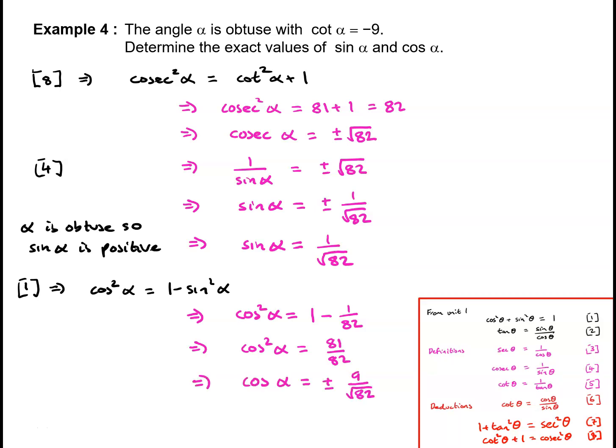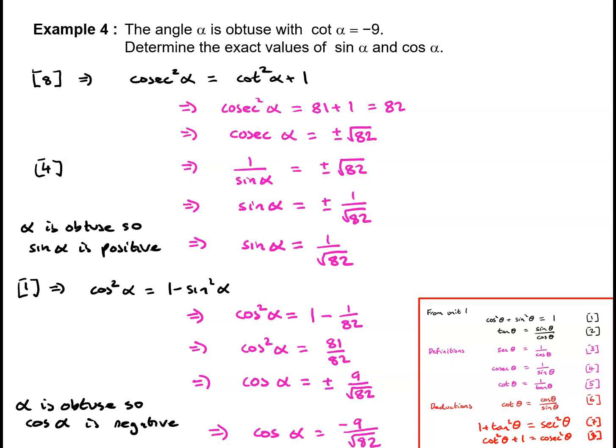So cos alpha is going to be plus or minus the square root of 81 over 82. Square root of 81 is clearly 9. Square root of 82 I'm not going to do very much with. So I know that cos alpha is plus or minus 9 over root 82. But we know that alpha is an obtuse angle and that the cosine of an obtuse angle is always negative. So we've got cos alpha must be minus 9 divided by root 82.